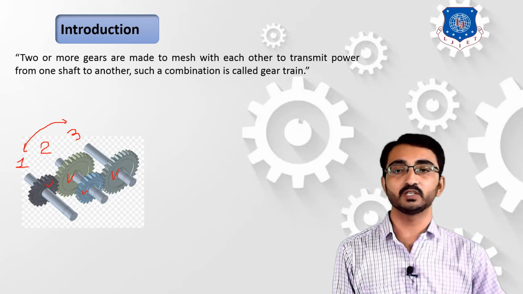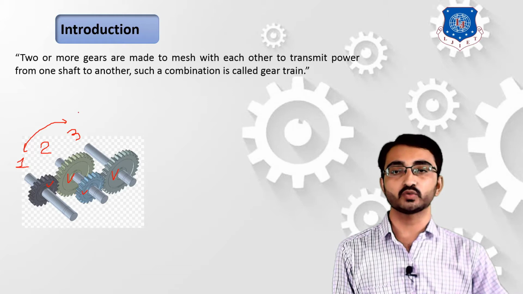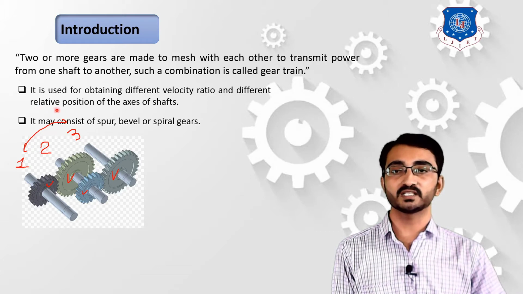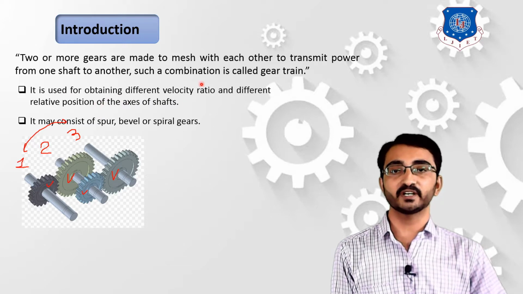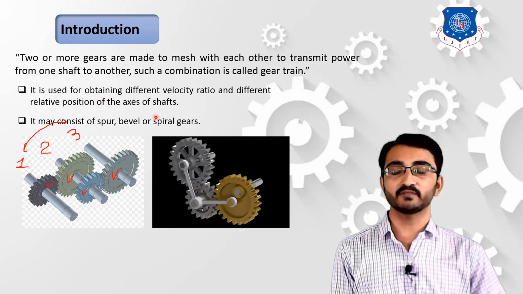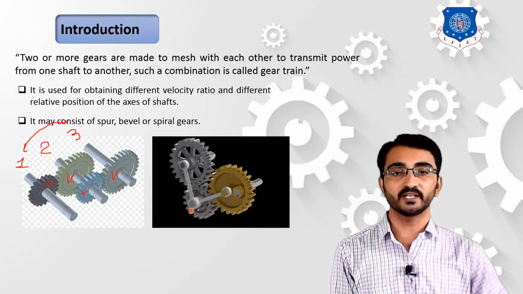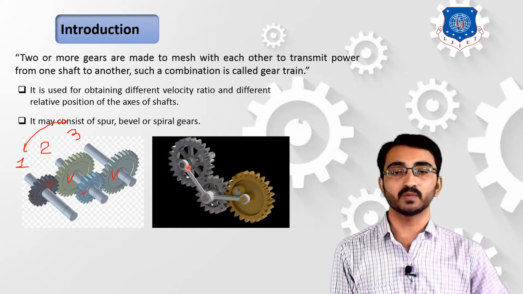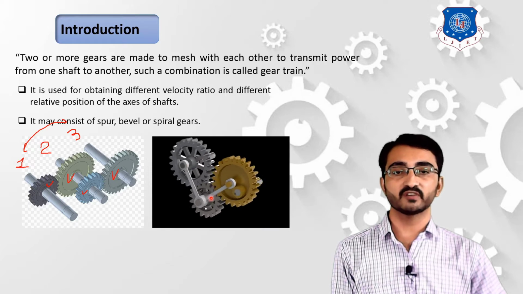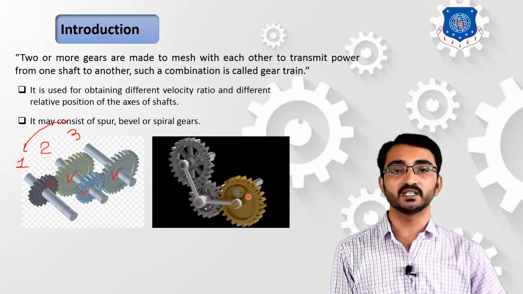Over here we will use 4 gears, and with the help of this assembly we can transmit power from shaft number 1 to shaft number 3. So we can achieve relative positions of the shafts, as well as obtain different velocity ratios. That will help us to achieve different outputs. In this diagram the position of shaft number 1 is fixed, but the positions of shaft number 2 and shaft number 3 are varying.